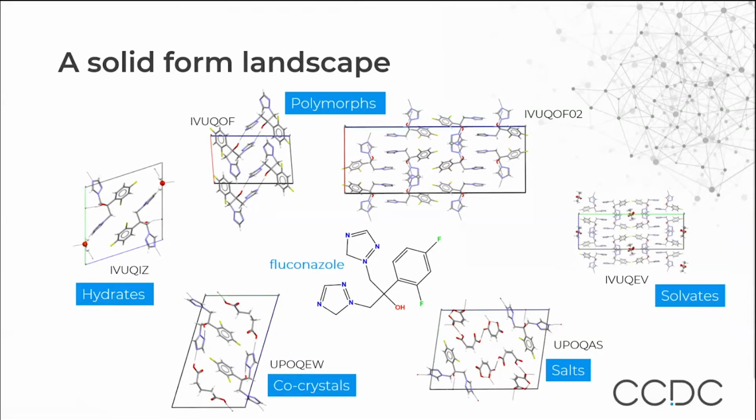So if we investigate just one of the molecules in the CSD, we can start to build up a solid form landscape for that molecule. So in this fluconazole molecule in the middle, we can see in the CSD we have multiple different polymorphs. So that's where the molecules arrange themselves in different ways in the solid state. We've also got different solvates, different salts, as well as co-crystals and hydrates. So the diversity of the solid state that you can get for a relatively simple molecule can actually be really quite complicated. So being able to understand what's going on in each individual structure becomes really important.